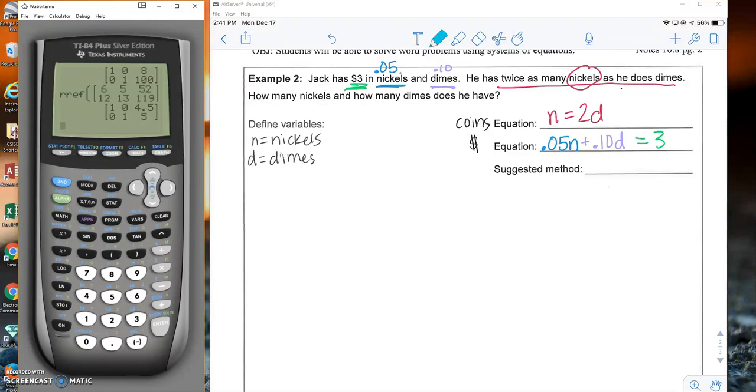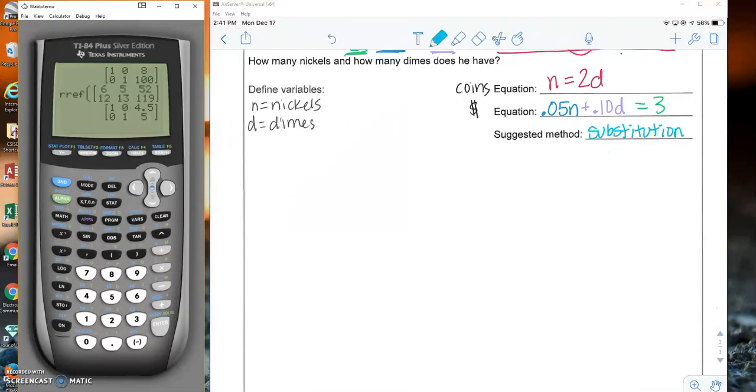Now our suggested method here is going to be substitution because I have a variable that is already solved by itself. So what I'm going to do is split this page. The reason it's so long is because we're going to work out substitution like it should be, and then we're going to work out matrices if that's your preferred method, because we know substitution is not everyone's favorite.